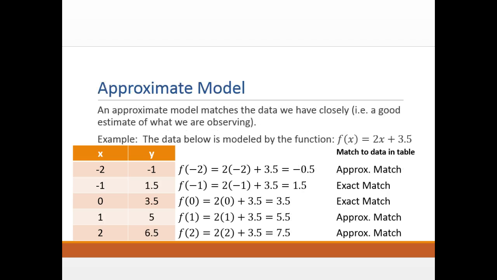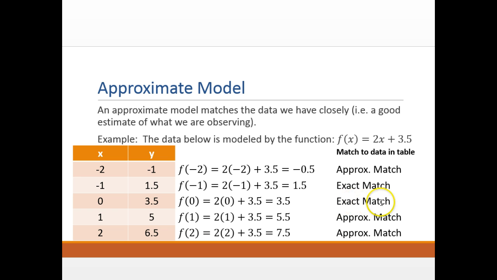An approximate model basically says, our data doesn't behave perfectly, but here's a great approximation. This is a very good close estimate of what we're observing. This is how an approximate model may occur. This is the function f of x equals 2x plus 3.5. Here are the data points that we observe: (-2, -1), (-1, 1.5), (0, 3.5), (1, 5), and (2, 6.5). If we plug each of these data points in, notice not all of them are exact matches.